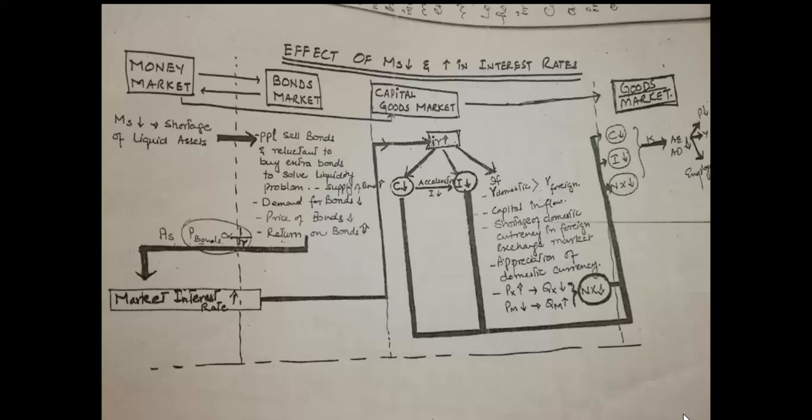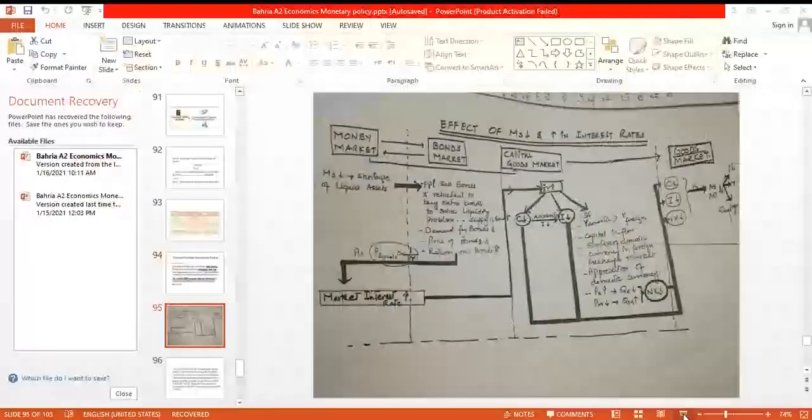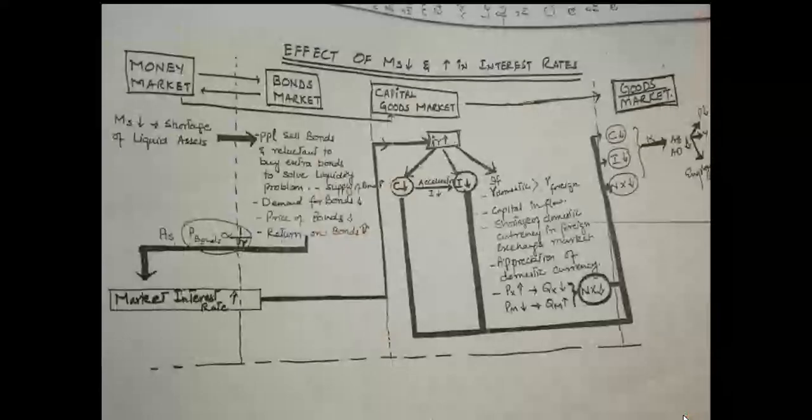Okay, what's going to happen now? The people, the investors, people who want to invest in long-term durable assets, people who want to invest in businesses, new factories, they are going to find that borrowing has now become very expensive. So they are going to borrow less. But simultaneously, there's going to be another thing.